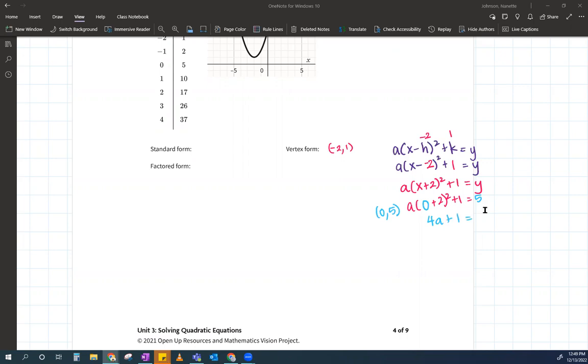And then I would just solve, right? You should be comfortable saying, okay, if that's true, then 4a equals 4, therefore a equals 1. And you're like, oh, Ms. Johnson, it seems like a always equals 1. That's true for right now. Then I plug all of my stuff in to give me a final vertex form equation. So a is 1, I don't need to write it. Then I would write (x plus 2) quantity squared plus 1 equals y. So there's my vertex form.